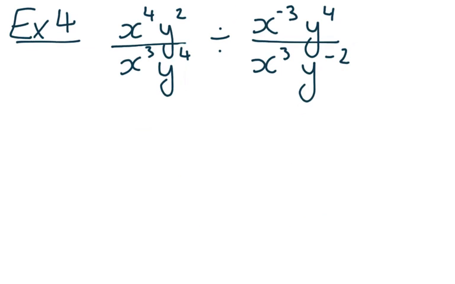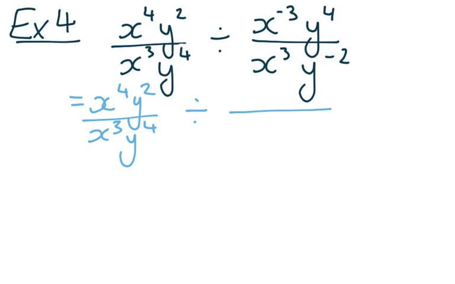Okay? Next one. Same again, it's a division, but before we even start the question, we're going to move our negatives. So the first fraction is just going to stay as it is. There's no negatives in there, so we don't need to do anything. We'll leave the division sign. I'm going to move the x to the power of -3 to the bottom to get x to the power of 6. And I'm going to move the -2 to the top to get y to the power of 6.